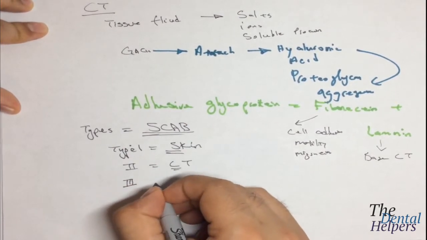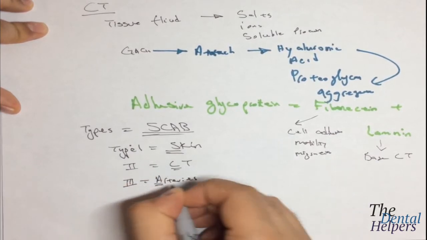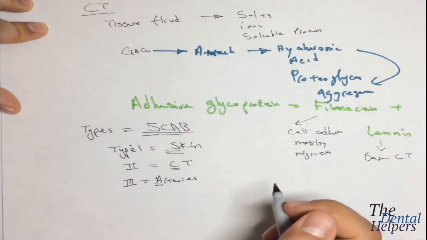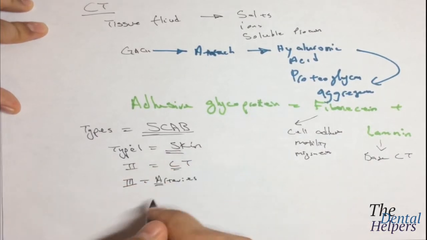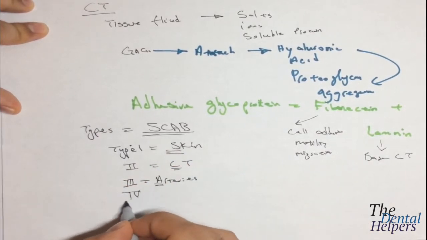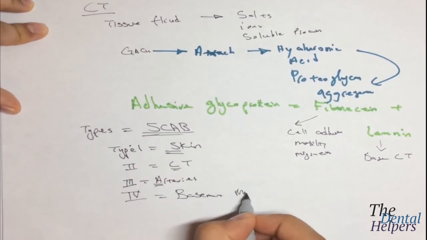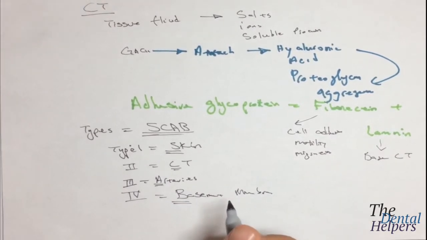Type 3 is your arteries, and this is going to be found in smooth muscle and nerve cells. That's going to form stroma of lymphatics. It's also going to be reticular fibers. And then type 4 is going to be your basement membrane, or the B in SCAB.